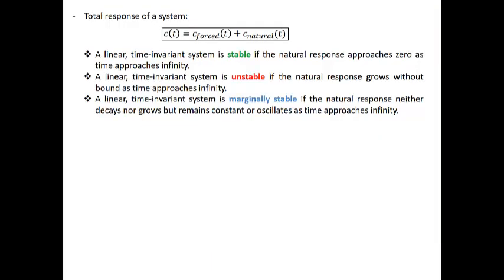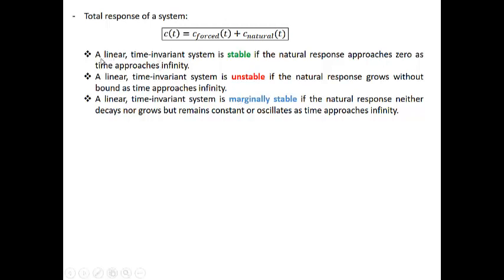Normally, in order to calculate the total response of the system, kita akan calculate the forced response plus the natural response. Daripada sini kita mempunyai tiga condition of stability of the system, which is either stable, unstable or marginally stable. So what are the differences between those three kinds of conditions?